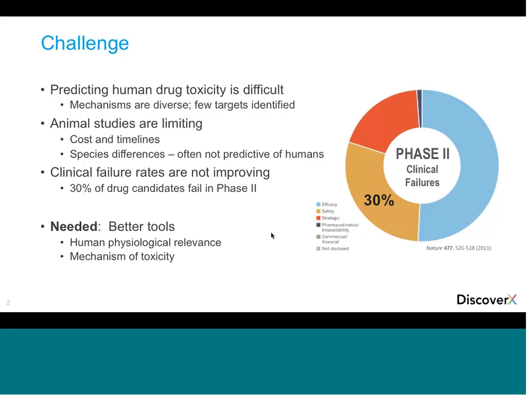Approximately 20 to 30% of drug candidates fail in clinical testing, and here is shown some failure rates for different reasons in phase 2. Certainly, we need better tools, ideally tools that would have better human physiological relevance and that would help us understand and determine mechanisms of toxicity.